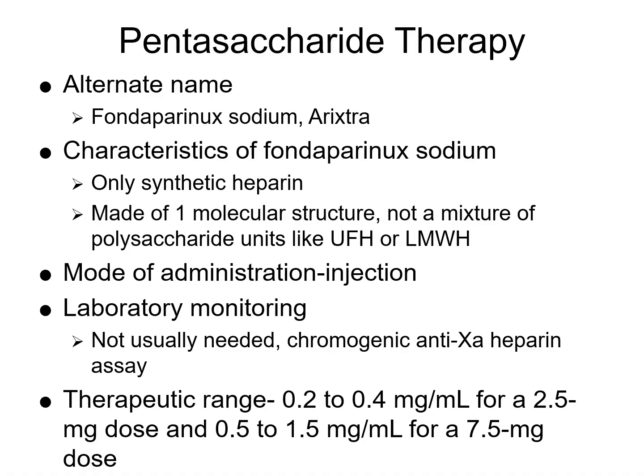For therapeutic range, if you give a 2.5 milligram dose, the range is going to be 0.2 to 0.4 milligrams per milliliter, whereas if they give a higher dose at 7.5 milligrams, it would be 0.5 to 1.5 milligrams per milliliter. The PTT is not sensitive to the effect of the pentasaccharide therapy because although it reacts with antithrombin to inhibit factor 10A, it does not inhibit thrombin or factor 9A, 11A, or 12A.